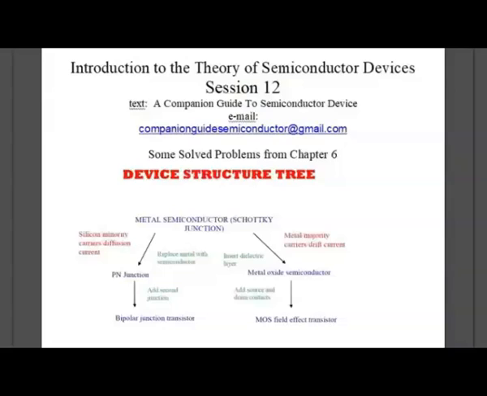In this session we'll be doing some solved problems from chapter 6. These problems could be homework problems or exam problems. They are basically at the undergraduate level. One or two of them from chapter 6, which we won't be doing, are I think more at the graduate level.